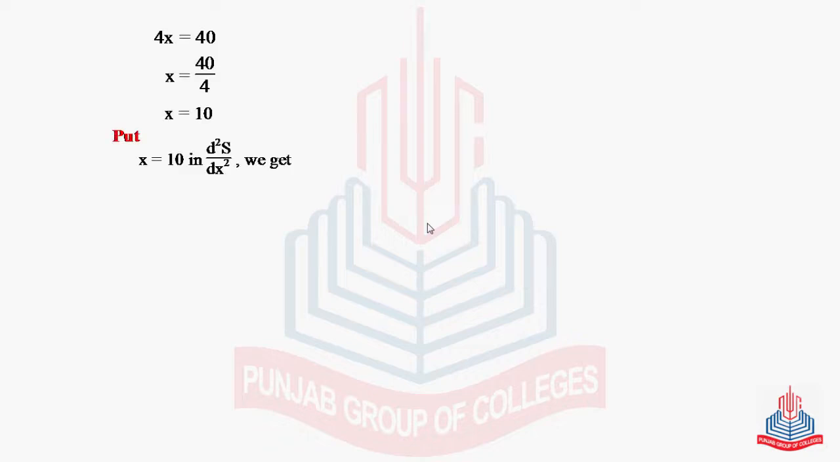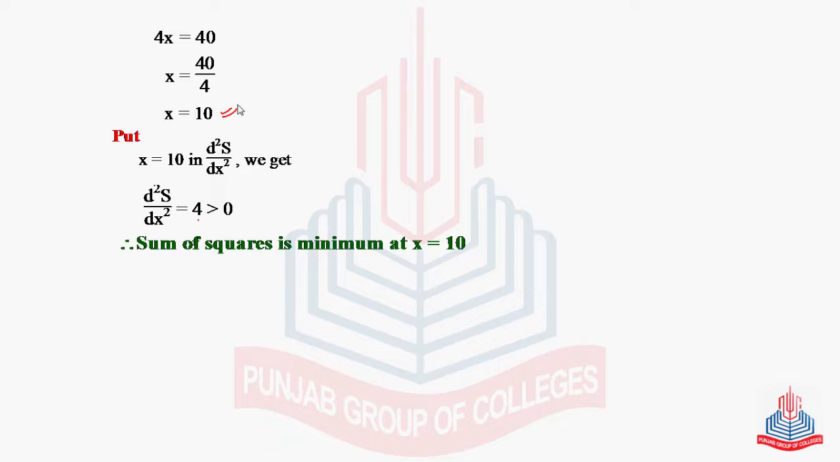Now put x equal to 10 in the second derivative, we get d2s by dx square is equal to 4, which is greater than 0. And as we already know, if the second derivative returns a positive value, then the function is minimum at that particular point. So we can say the sum of squares is minimum at x equal to 10. Our required condition is fulfilled at this value, and this is our first part of our supposition.